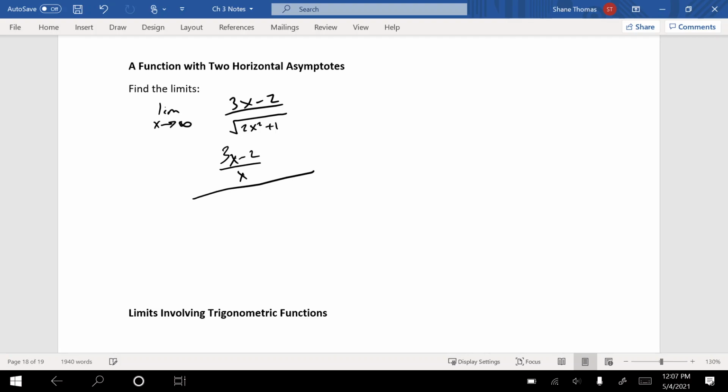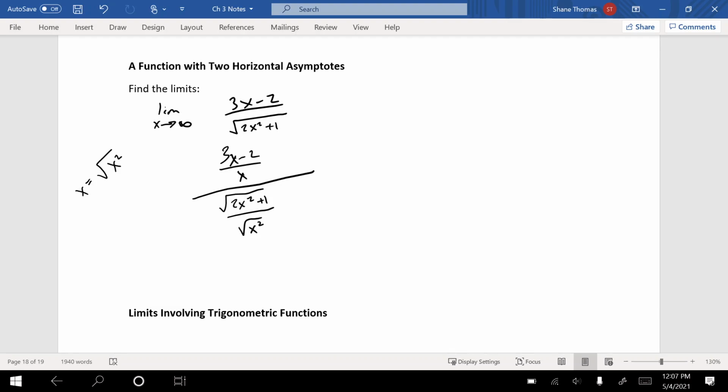Now the bottom, it doesn't really do much for us because it's in a square root, does it? But if I divide the top by x, I have to divide the bottom by the same factor. Could I divide it by the square root of x squared? The square root of x squared is equal to x. The square root undoes a square, correct? That'd still just be x to the first power. So x is equal to the square root of x squared.